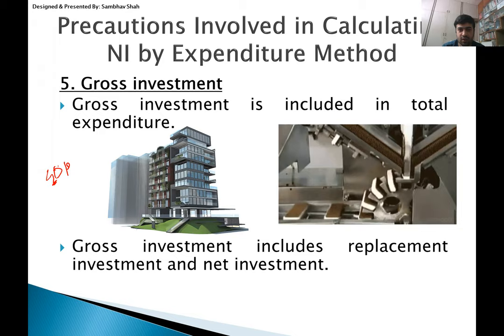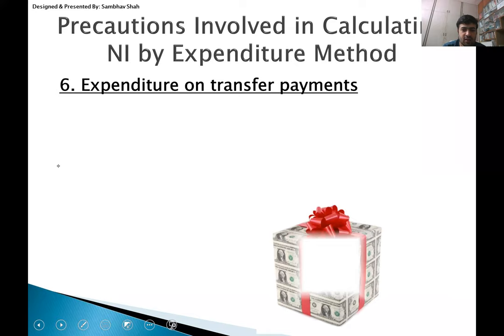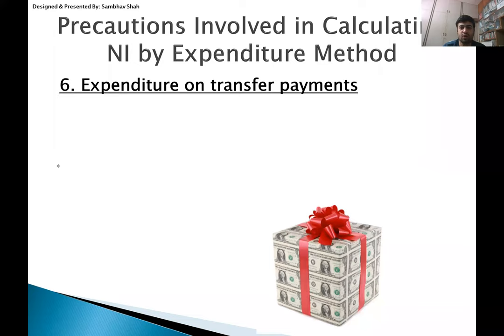Next, expenditure on transfer payments. If some country has given some gift to us, or we have given some gift to another country, these are all transfer payments. Or if any person has given just by way of gift, just a one side payment, it is not two sided, right? Len den dono nahi ho raha hai, it is only the one way the process is happening. So what you're going to do about that?